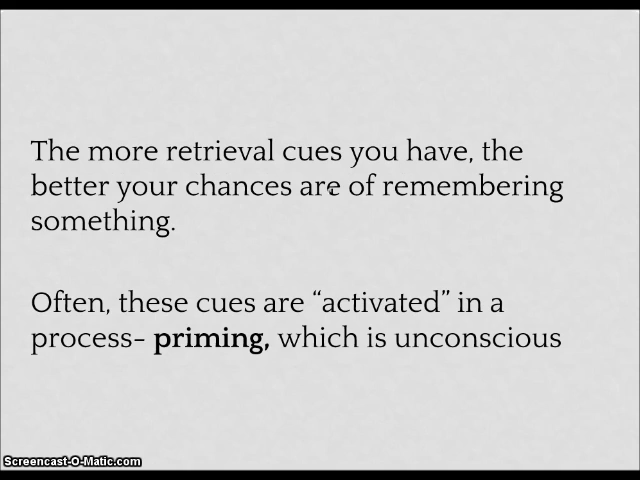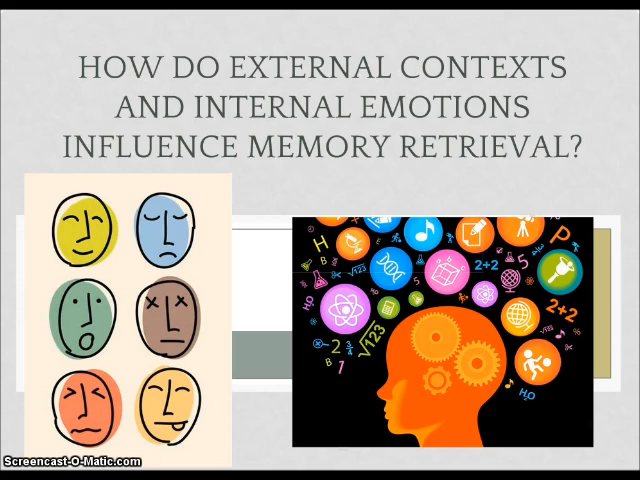The more retrieval cues you have, the better the chance you have at remembering something and being able to recall said memory. Priming is a way our brain activates associations and is usually an unconscious process. In this section, we are going to talk about how external context and internal emotions influence memory retrieval. External context, such as your environment, and internal emotions, such as happiness, can greatly affect one's memory retrieval.